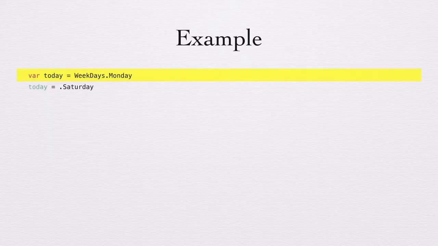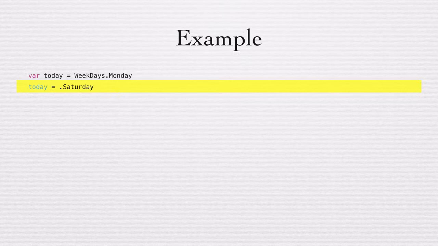I will now show you how to use the weekdays enumeration in your program code. Here, we declare a variable called today and assign it the value of our weekdays enumeration. The value Monday is accessed using the dot notation. The type for this variable called today is inferred as type weekdays, which is the name given to our enumeration.